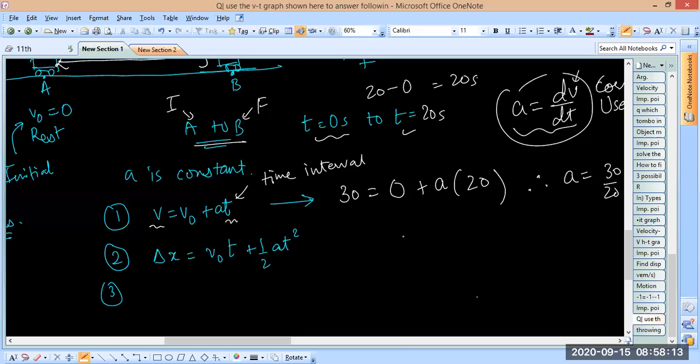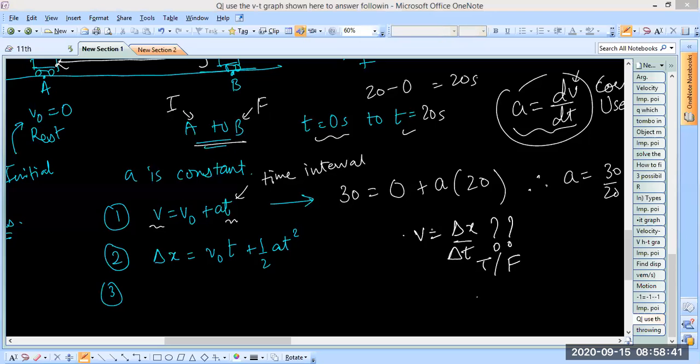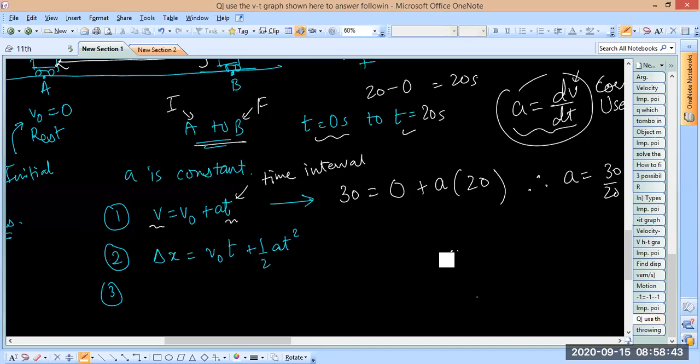And one more thing: velocity is equal to delta x by delta t. Is this relation true or false? Come on, let's see whether you remember. Is this true or false? Right, it is false. Okay, very good, it's false.